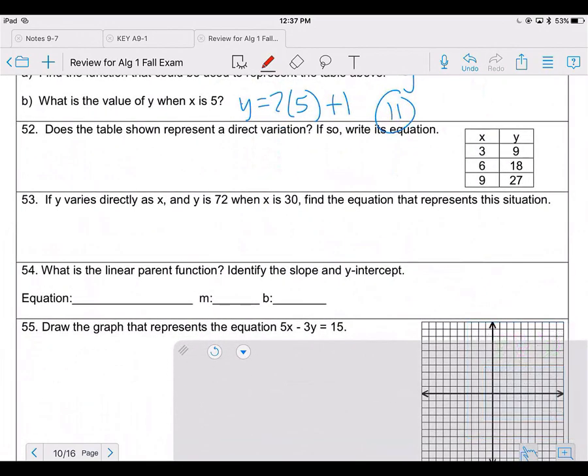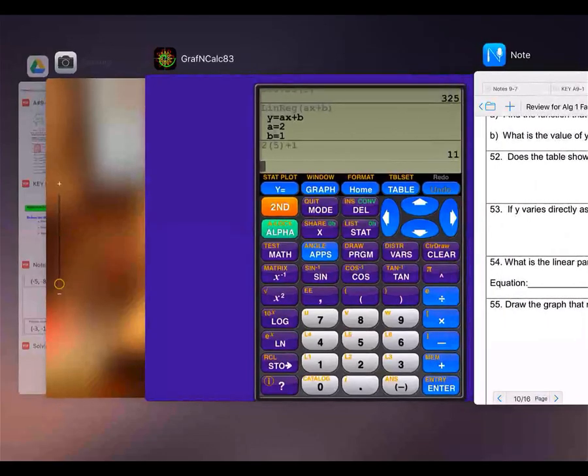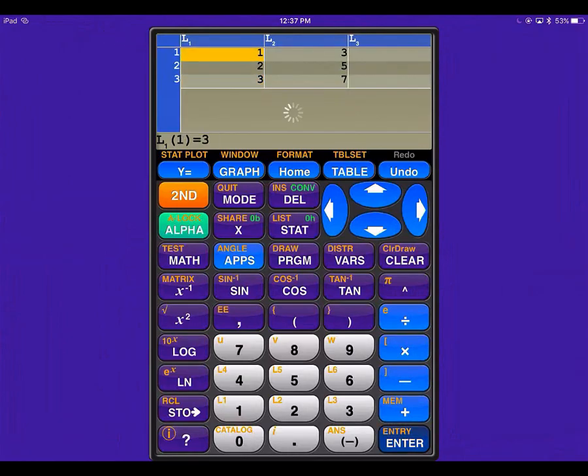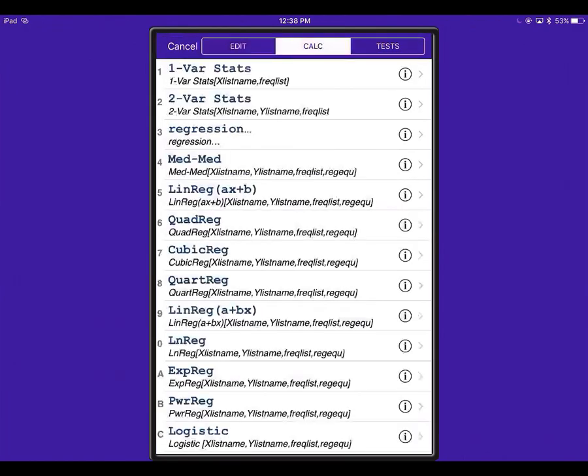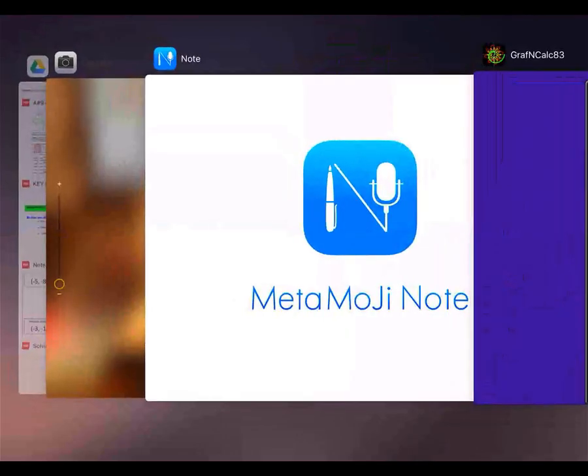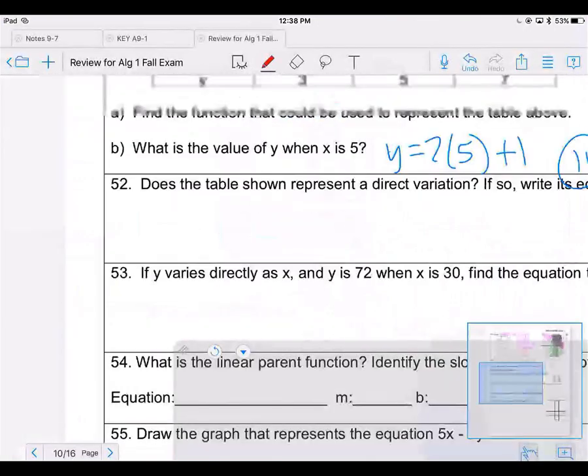52 asks us if this is a direct variation. If so, write its equation. Again, we have a table. So I'm going to go back to my stat, edit, put the table in. And click stat, calc 4, enter, enter, enter. So my equation is y equals 3x plus 0.